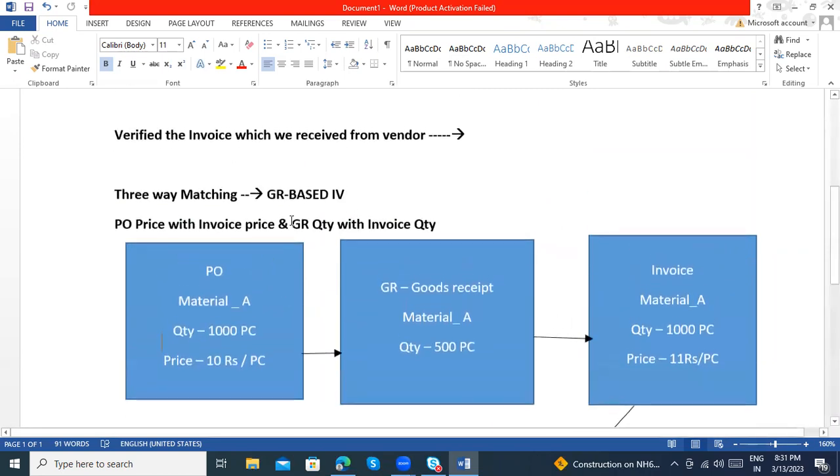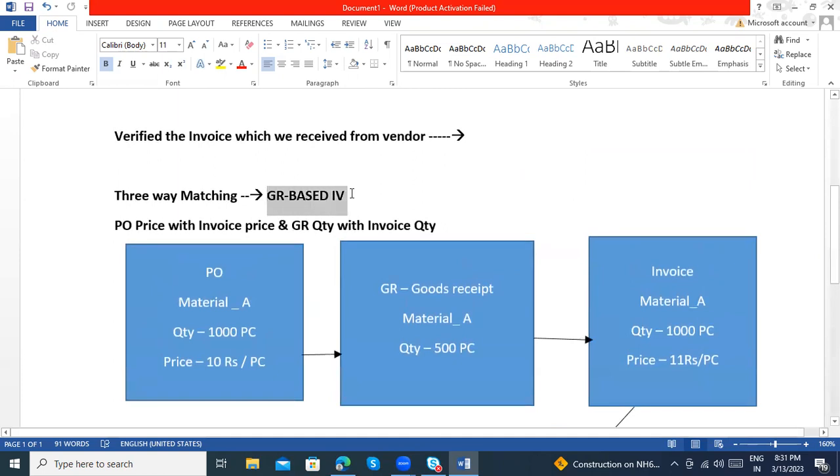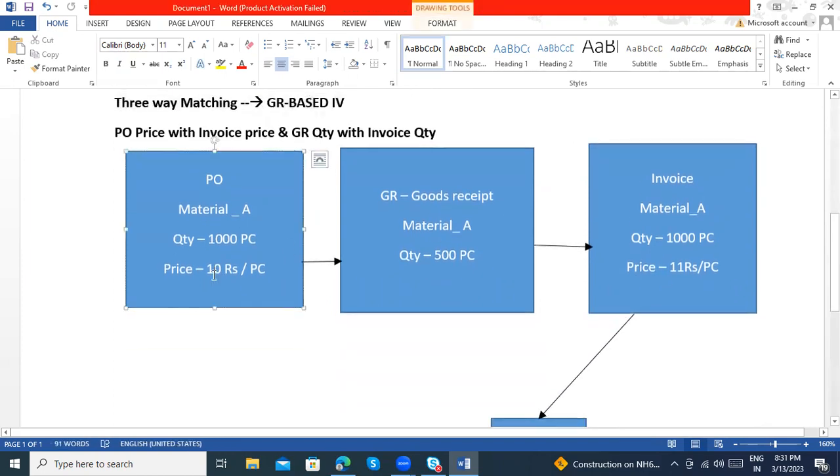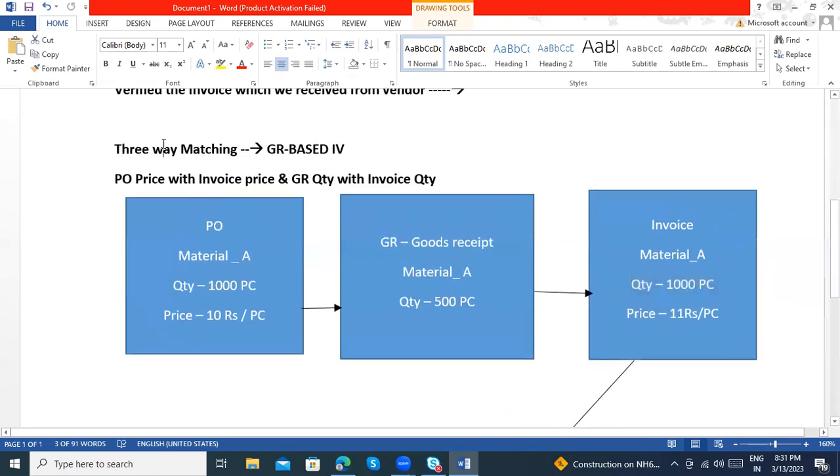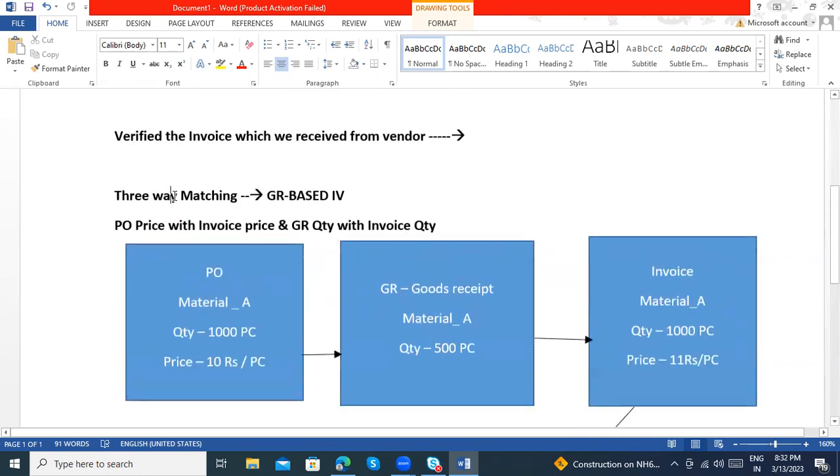But in this GR-based IV three-way matching, that will not be possible. If you activate three-way matching, then you should follow PO, GR, invoice. If you are not following three-way matching, then in that case you can post the PO first, then the invoice second, then third you can post the goods receipt. But if you activate three-way matching, then the system will not accept creating the invoice.